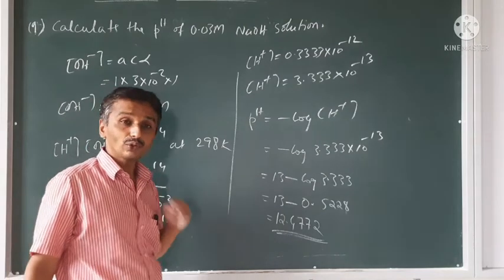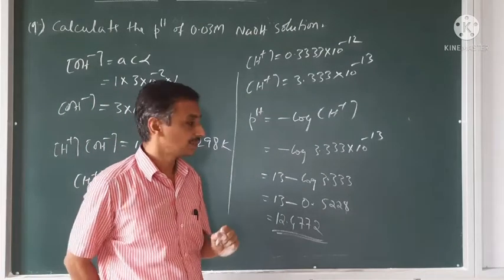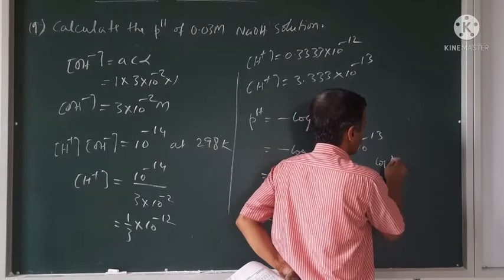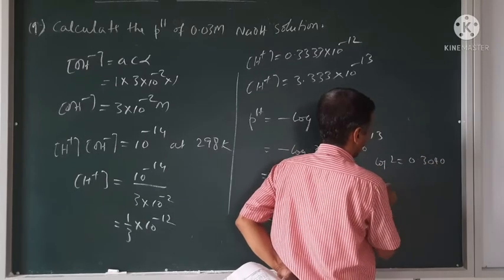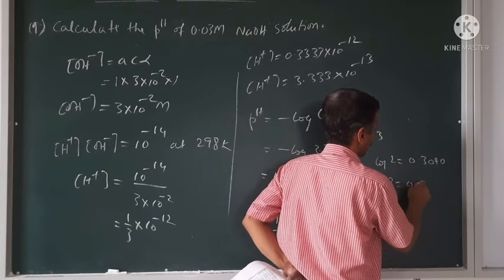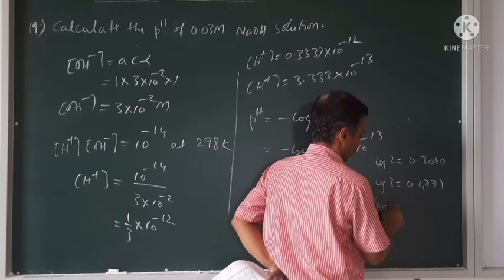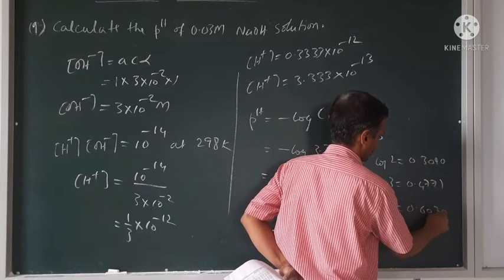And you should know how to solve it in a computer exam when the logarithm table is not there. See, log 2 is 0.3010, log 3 is 0.4771, log 4 is 0.6020.